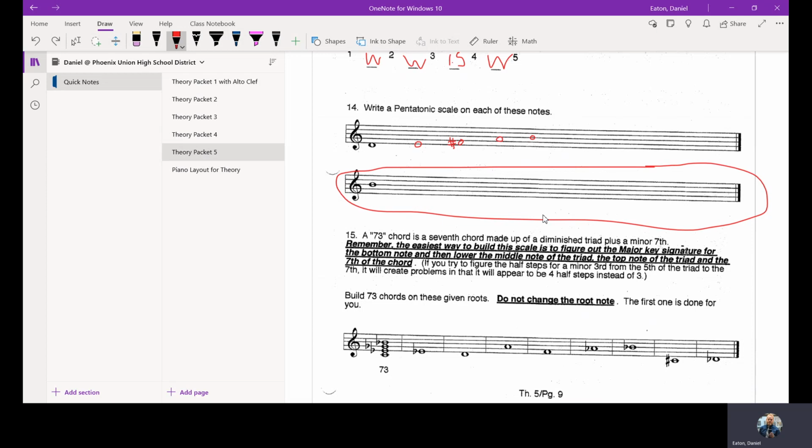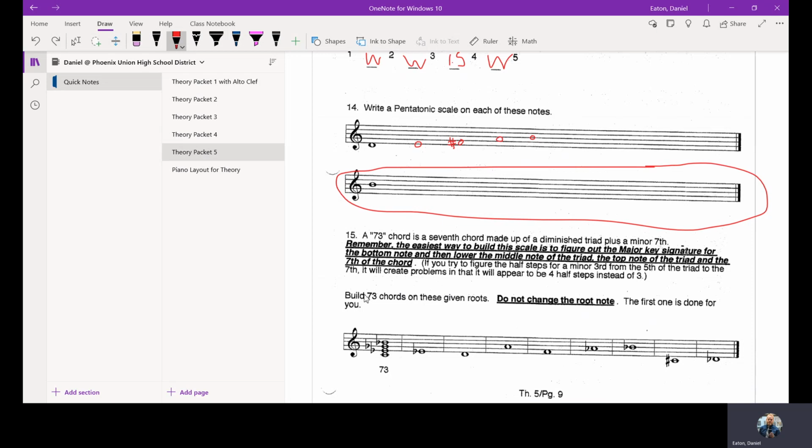Okay. A 7/3 chord is a 7th chord made up of a diminished triad plus a minor 7th. Remember, the easiest way to build this scale is to figure out the major key signature for the bottom note, then lower the middle note of the triad, the top note of the triad, and the 7th of the chord. If you try to figure the half steps from a minor third from the 5th of the triad to the 7th, it will create problems that will appear to be 4 half steps instead of 3.